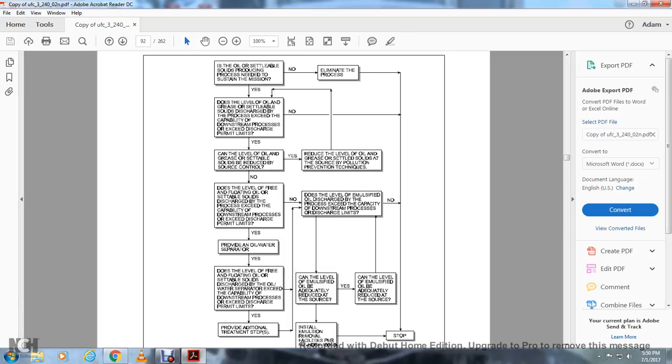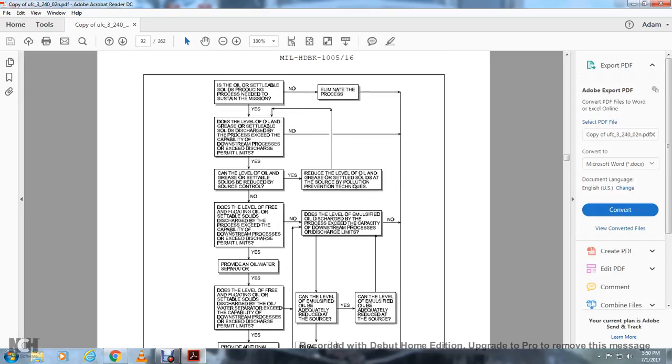No, eliminate the process. Also stop. Does the level of oil and grease and settable solids discharged by the process exceed the capability of the downstream process or exceed discharge permit limits? If no, then stop. If yes, can the level of oil and grease or settable solids be reduced at the source? Yes, reduce the level of oil and grease and settable solids at the source through pollution prevention techniques.